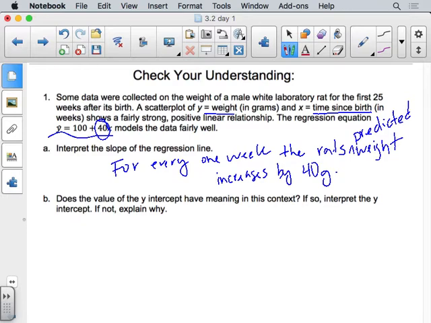Now you immediately drop down to a 3, just because you left off the word predicted. Yeah. Okay, so the predicted weight. Sweet. Does the value of the y-intercept have meaning?